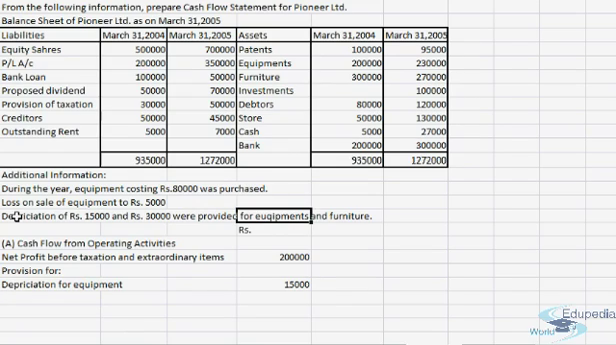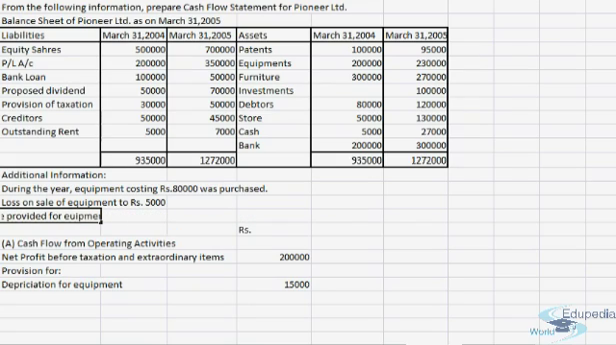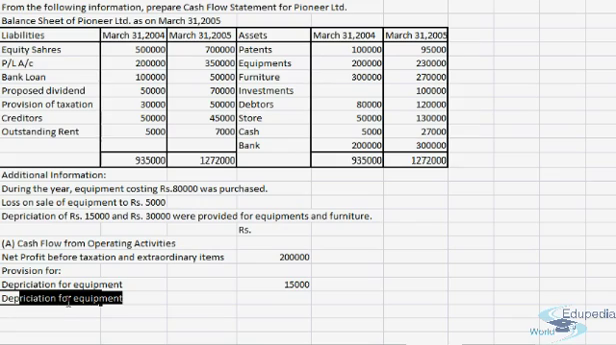Mistake in the spelling, let me rectify that. Okay, next we have depreciation for furniture. The amount is 30,000. Now we have to look for other non-cash items. We'll just go through the balance sheet and we'll find out any of those.